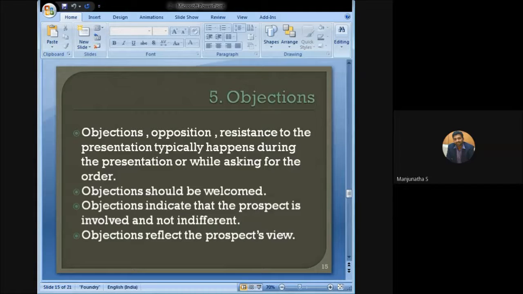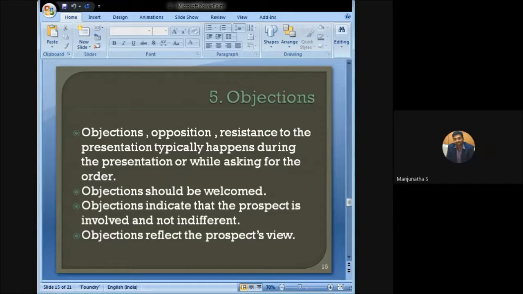Objections should be welcomed. You need not resist them. As a salesperson, you are not supposed to avoid or escape from that. Objections indicate that the prospect is involved and not indifferent. So you can understand that the prospective customers are making objections because they have interest, they have desire, and they are not going to lose their interest in your product. Then the objection reflects the prospect's views. How they understood your presentation will be reflected in the customer's objections.